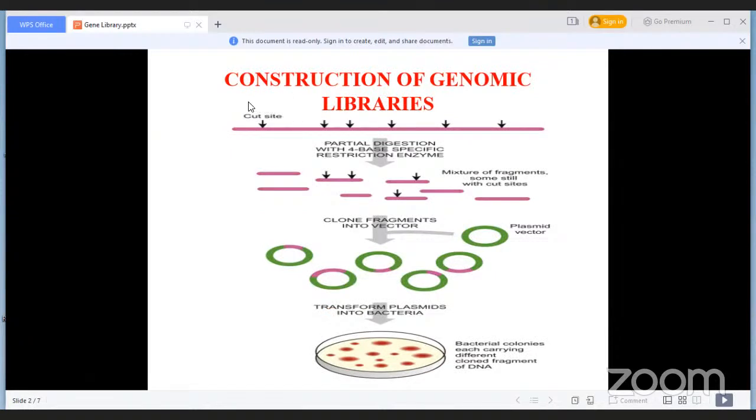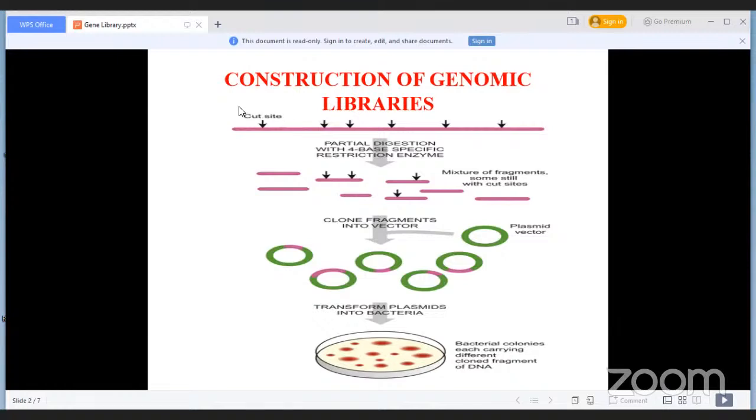In a genomic library, the first thing, we take the entire content of an organism's genome. For example, this is the entire content of the genome. Take the total content of the genome and cut it into a number of pieces. Which enzyme is involved in gene cutting? Here the restriction endonuclease enzyme is involved in gene cutting.